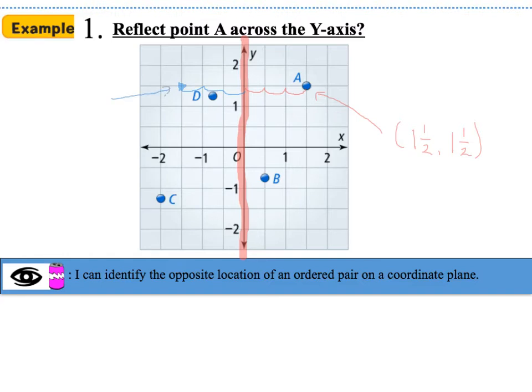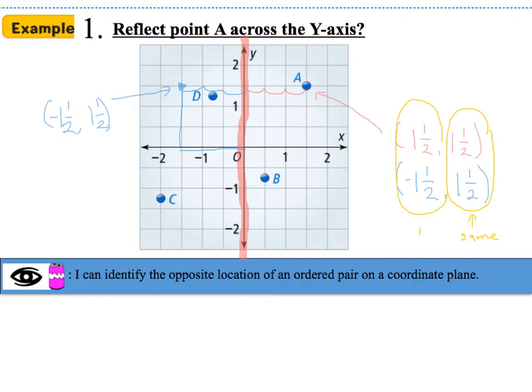Let's go ahead and take a look at the ordered pairs for that. The ordered pair would be, if I start at 0, 0, I'm going to go over on my x-axis to -1 and 1/2. Then I'm going to go up to +1 and 1/2. Now let's take some time to compare the original point with the reflection point. The reflection point was -1 and 1/2, comma 1 and 1/2. Take note that we reflected across the y-axis. If you notice, the y ordered pairs stayed the same. The x ordered pairs became the opposite, because the opposite of 1 and 1/2 is -1 and 1/2.